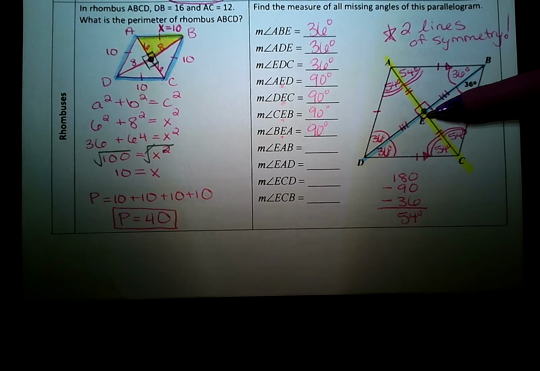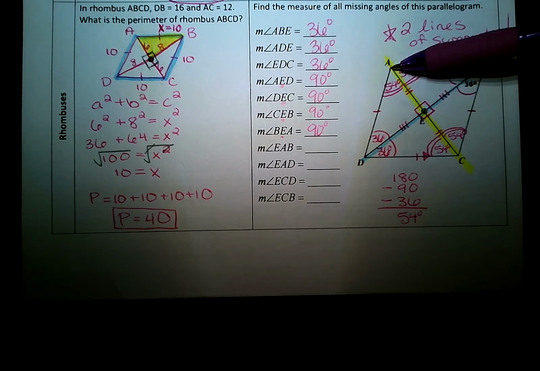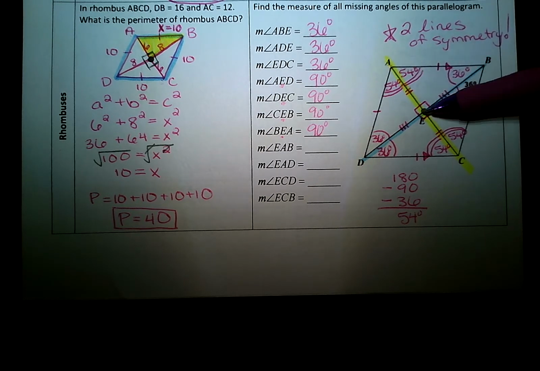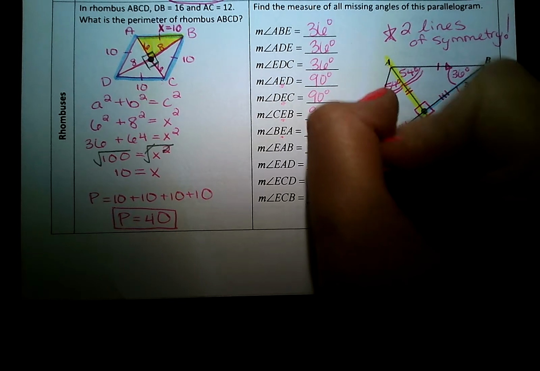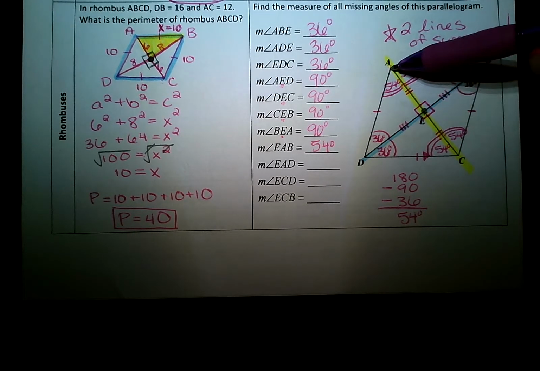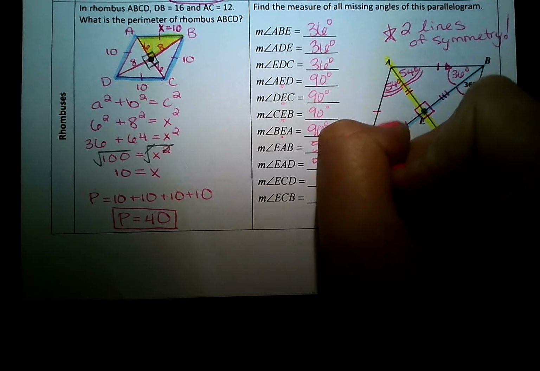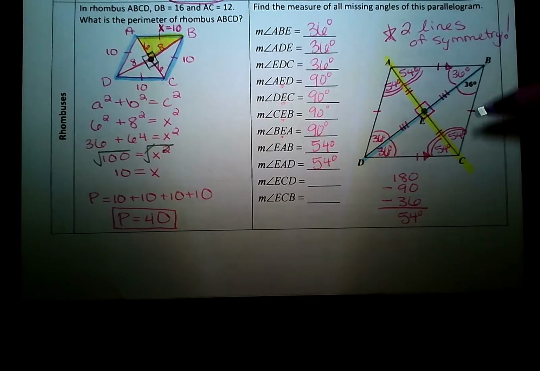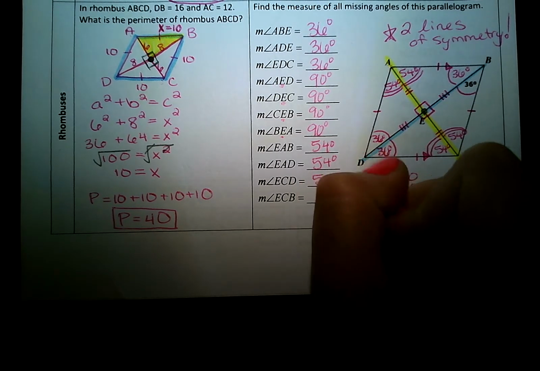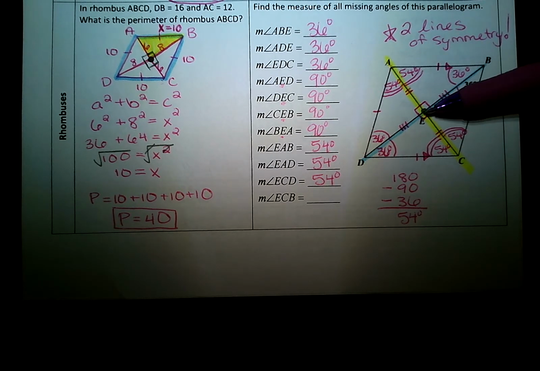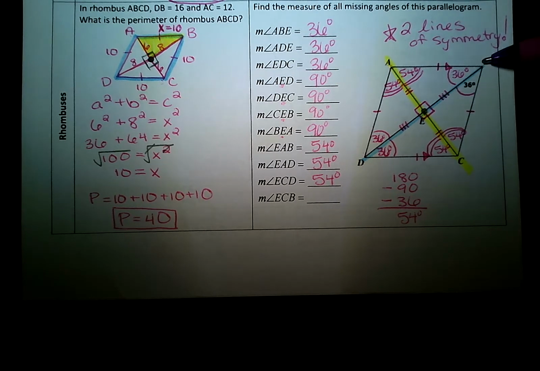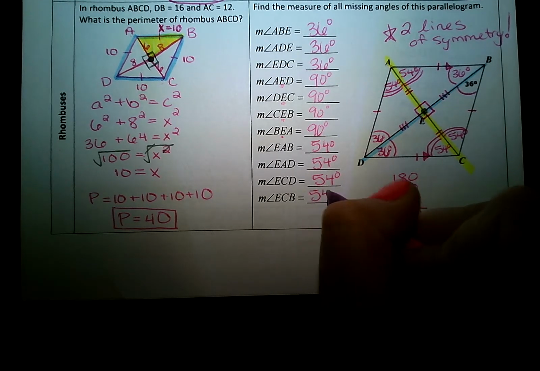Next we have E up to A, out to B. E, A, B, 54 degrees. Next is E, A, D, the left half of that angle, another 54 degrees. Then we have E down to C to D, also outlining a 54-degree angle. And finally, E to C to B, another 54-degree angle.